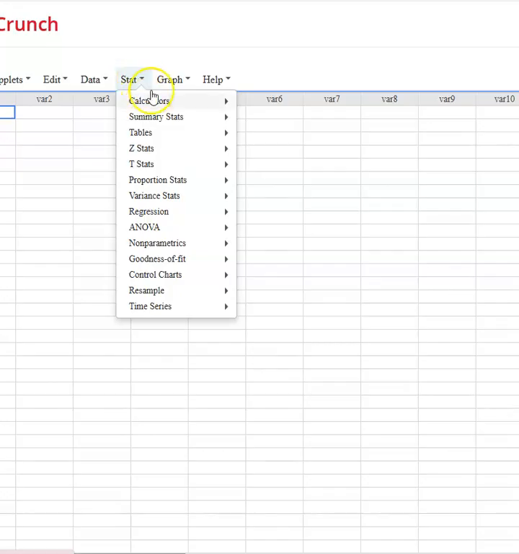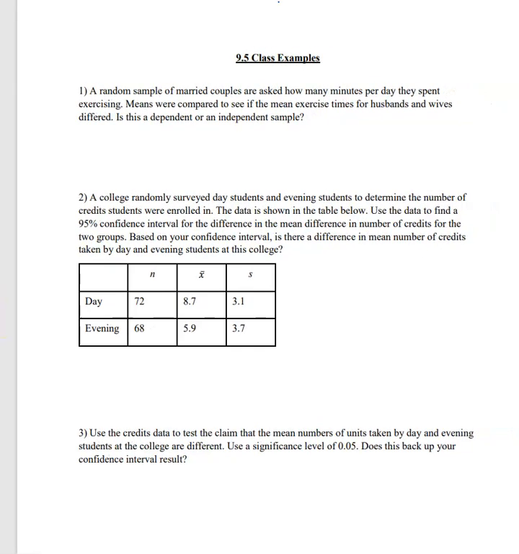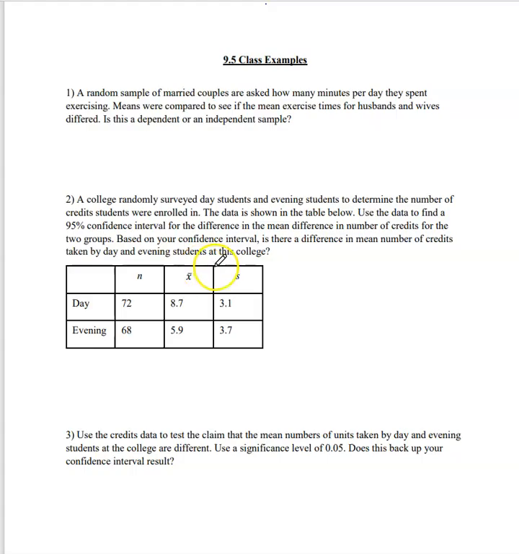And we're going to go, well, first of all, let's read the question. The question says, a college randomly surveyed day students and evening students to determine the number of credits students were enrolled in. The data is shown in the table below. So we have 2 different groups here. We have day students and evening students. I'm assuming those are independent. They have nothing to do with each other. It says use the data to find a 95% confidence interval for the difference in mean number of credits for the 2 groups. And then based on your confidence interval, is there a difference in mean number of credits taken by day and evening students?